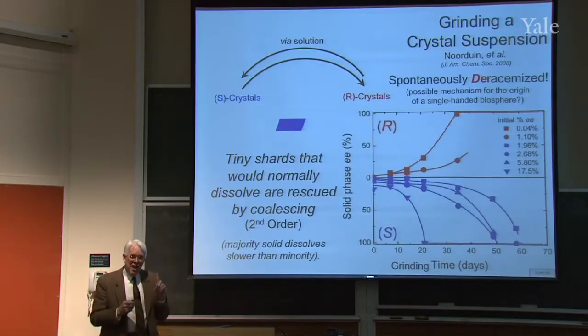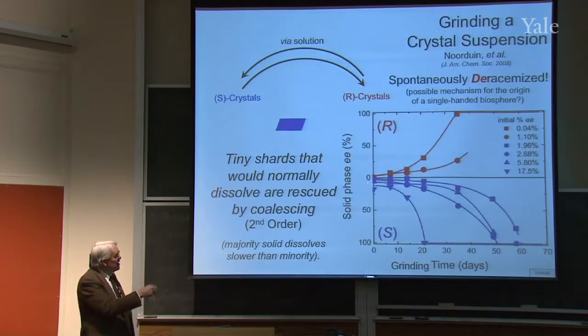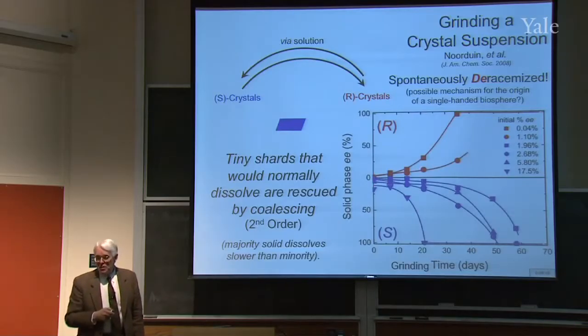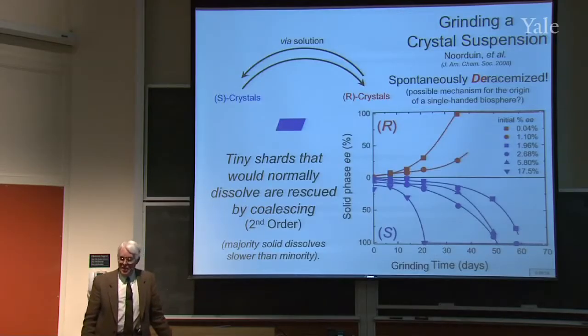But the key to understanding this really weird phenomenon was the kinetics, right? To see that the lines had these funny shapes, right? That's what clued people in to the idea that it was this coalescence of little shards of crystals that made the thing do this. And this could be of interest.